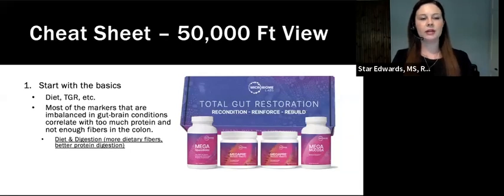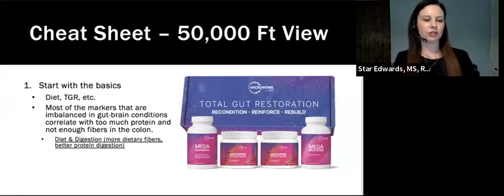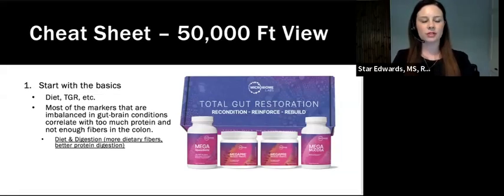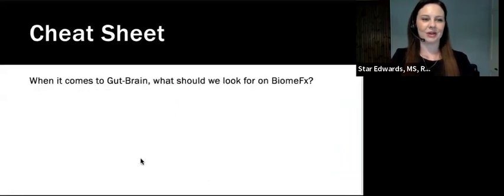This could be from diet, but it doesn't necessarily mean that your patient's eating too much protein. I often find that it's not a dietary issue when it comes to too much protein. It's more of a digestive issue. So I would first check with diet. How much protein are they consuming? How much fiber are they consuming? And then I would go to digestion. How are they digesting their protein? So if you wanted to focus on something, I would focus on more dietary fibers and better protein digestion. And then learn how to incorporate those specific markers and protocols that we'll talk about today throughout the presentation.